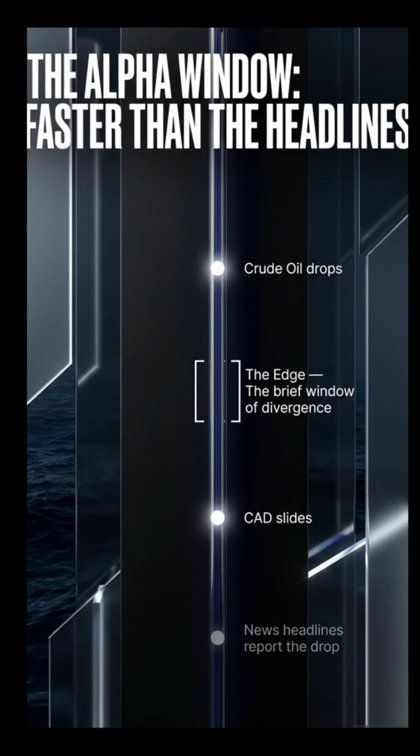This is where the timing becomes interesting. The sequence can look like this. Crude oil drops first, CAD starts sliding, and only later do news headlines explain or amplify the move. The gap is the alpha window, the brief period where the relationship between two correlated assets may give you information before the broader market narrative catches up. The key is to watch the markets together instead of waiting for the headline to tell you what already happened.